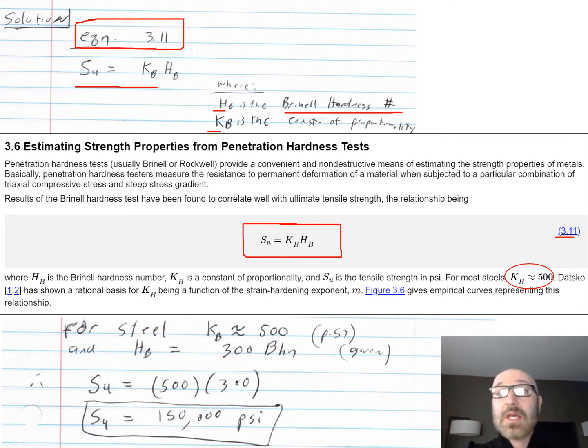For KB, we can go down below equation 3.11, where it says for most steels KB is approximately equal to 500. So that's what we use. For most steels, KB is approximately 500 from page 53, and our HB is 300 BHN, which is given to us in the problem statement. Therefore our SU is equal to 500 for steel times 300 for our Brinell hardness. So our SU is equal to 150,000 PSI.